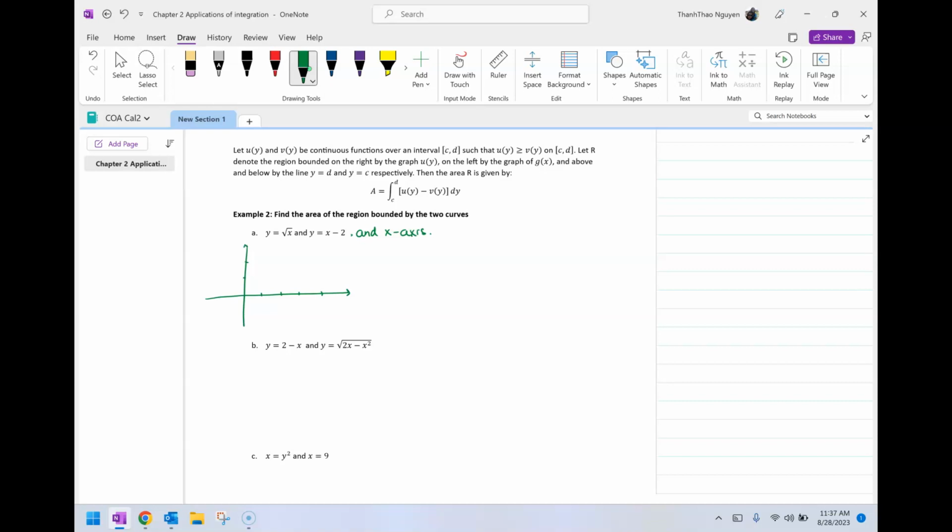So note that the intersection of the graph y equals square root of x and the line y equals x minus 2 is at x equals 4 when y equals 2. And this line, y equals x minus 2, has a y-intercept of negative 2 and an x-intercept of 2. So then we're looking at this line.